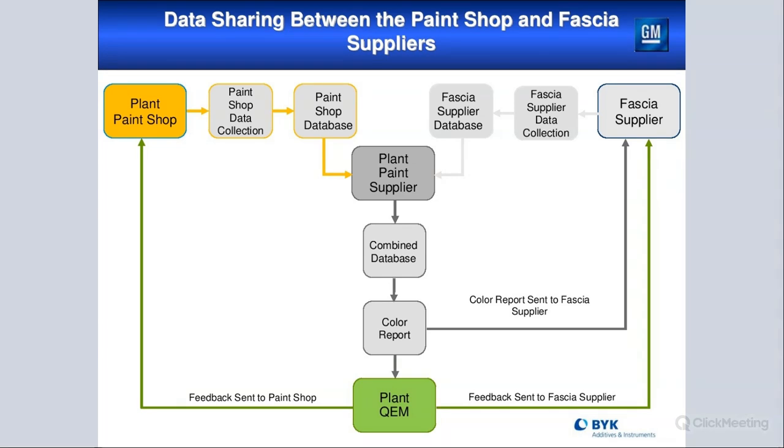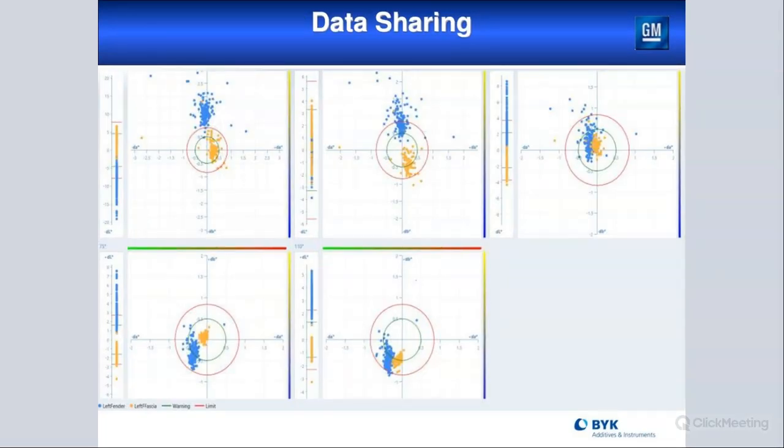So this is, obviously, a GM slide where they presented at one of our user meetings. Basically, the plant is communicating to the fascia supplier as well as to the plant paint shop. They're making changes based on what they're seeing on the floor, and then that gets combined into a single database, and then the color report can come out, and you can track differences, in this case, fascia and body data.